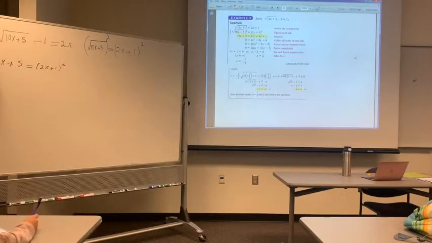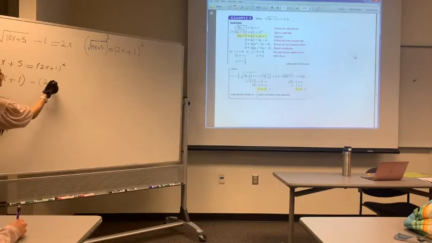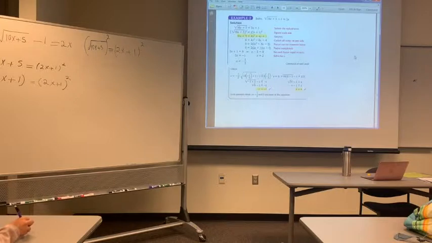What is common between these two? 5 is common, right? What remains? 2x plus 1. Do you see that? You have 2x plus 1 on both sides.